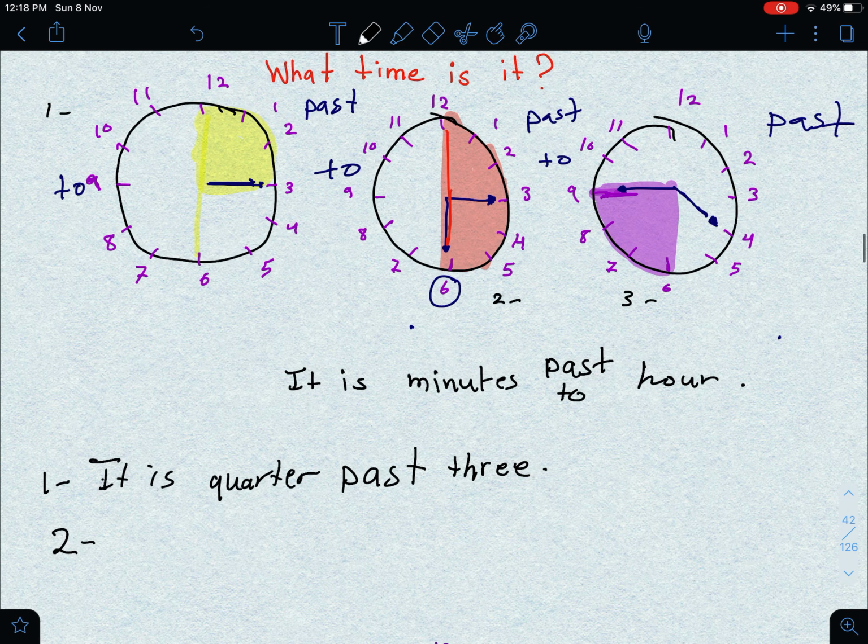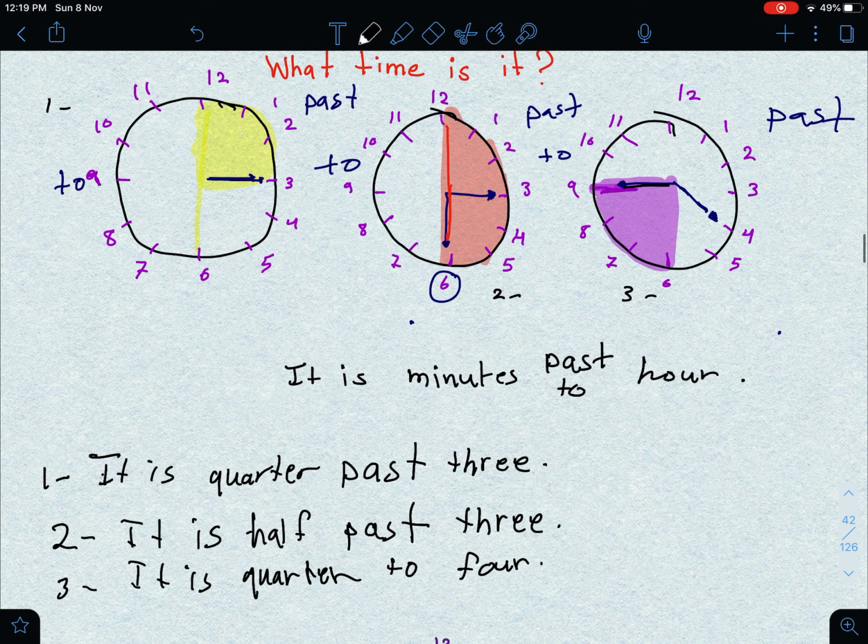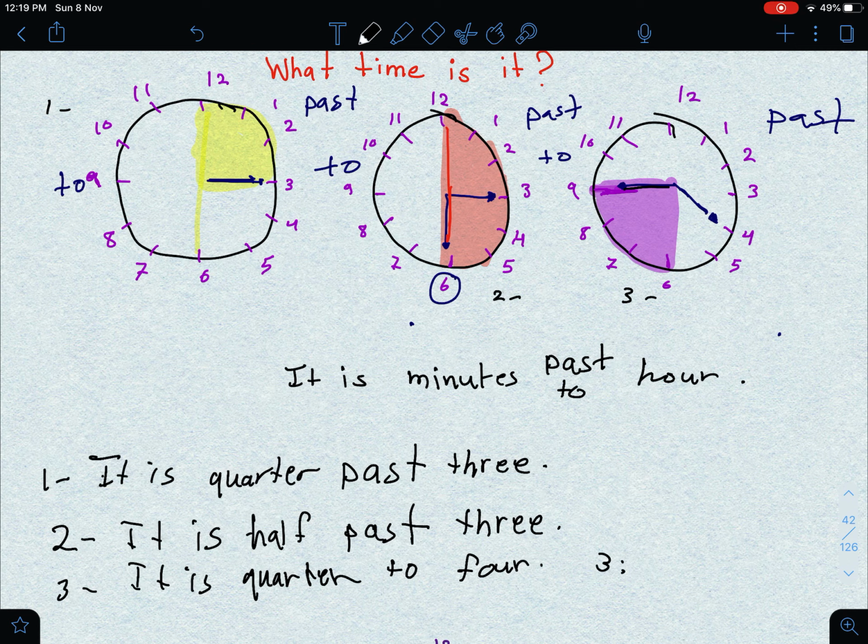Now number 2. The minute hand is pointing to 6, and 6 is, as I said previously, half. The hour hand is pointing at 3. So it is half past 3. Now number 3. Here you start with the quarter. Quarter to, because it is on this side. Here it is quarter to 4. Let me clarify: quarter to 4 means, in Arabic, 4 minus a quarter, which equals 3:45. There is a quarter of an hour left until 4.